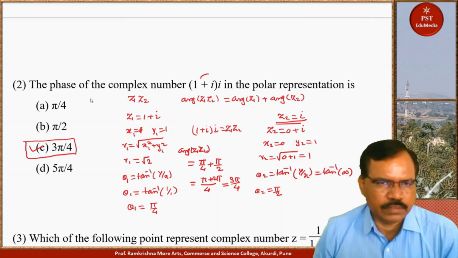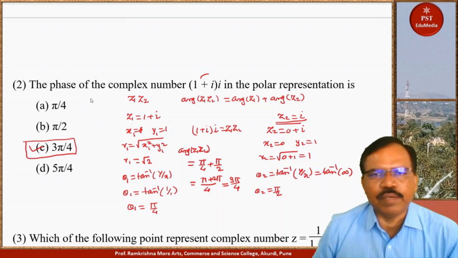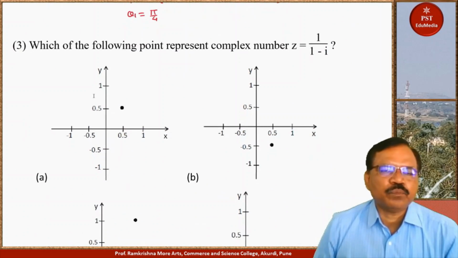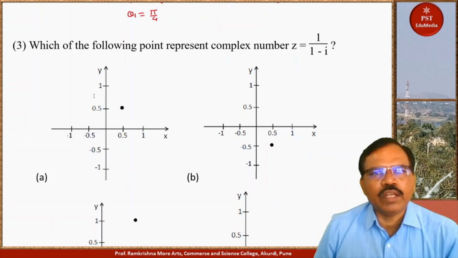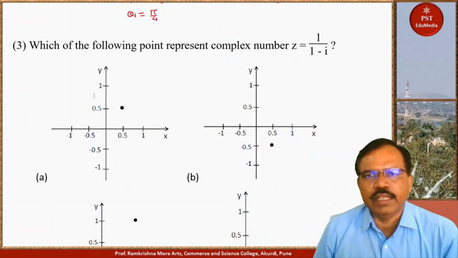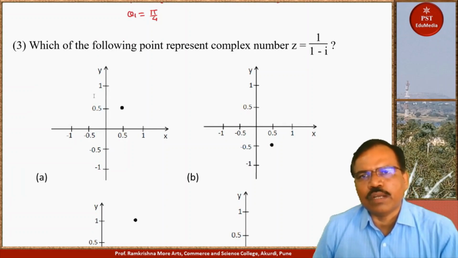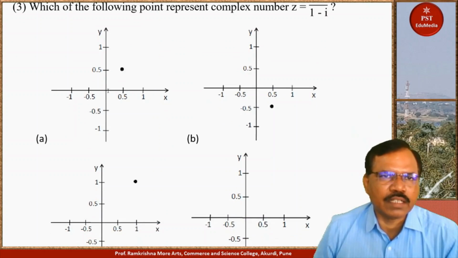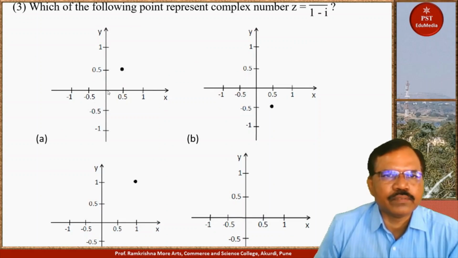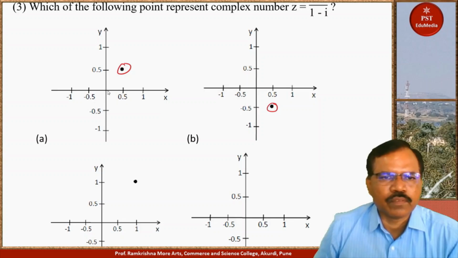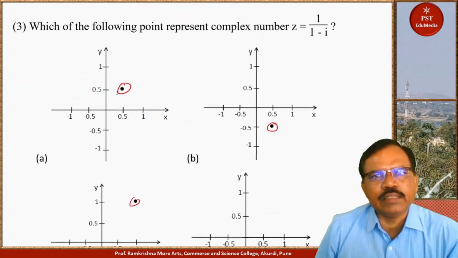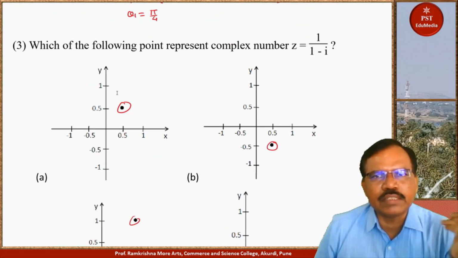Third one is correct. And that is also called the phase of the complex number. Now we will go to the third one. Which of the following points represents the complex number z = 1/(1 - i)? Here complex planes are given, and this point, or this point, or this point represents the representation of a complex number on the z plane.